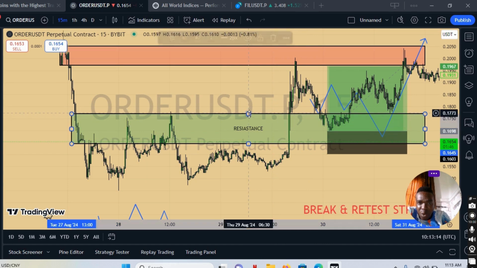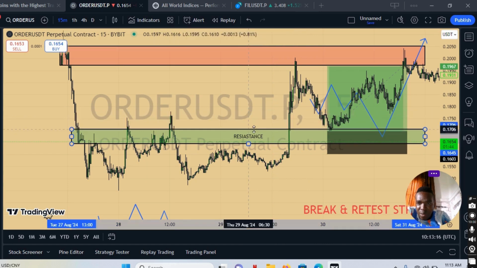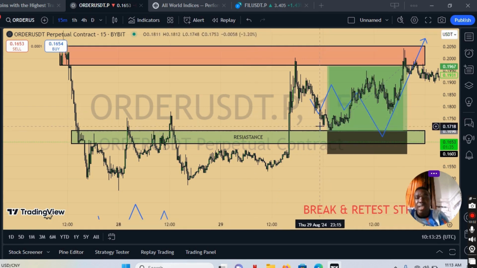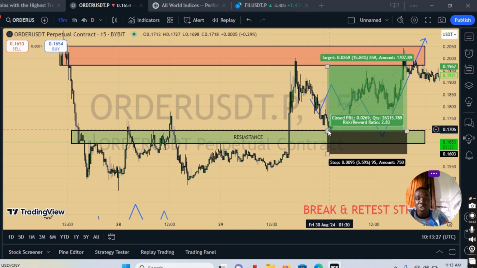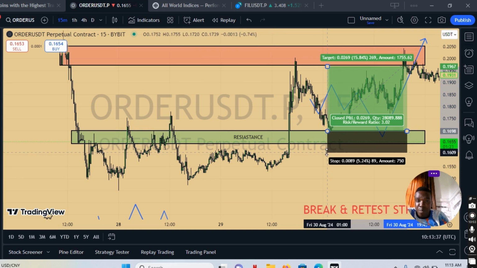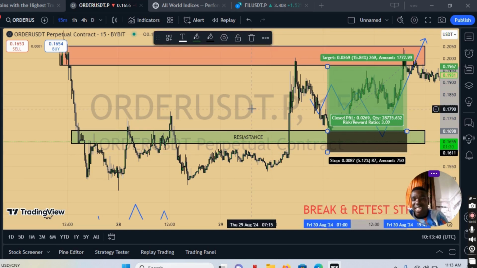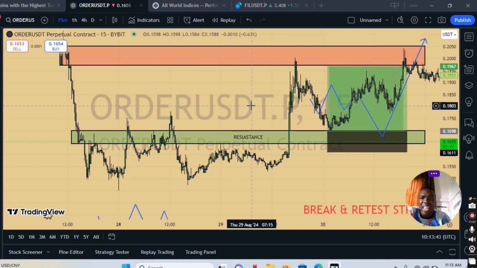I checked, and very well, my psychological level, the nearest whole number here, is 0.1700. That is why I placed my entry right down here. Then my stop loss gives me at least a 1:2 risk reward ratio. If I move this a little bit up, it will give me a 1:3 risk reward ratio. As you can see, that's a very nice trade.